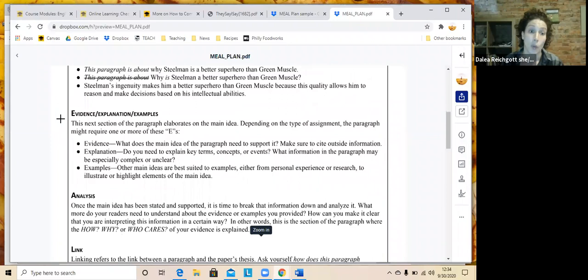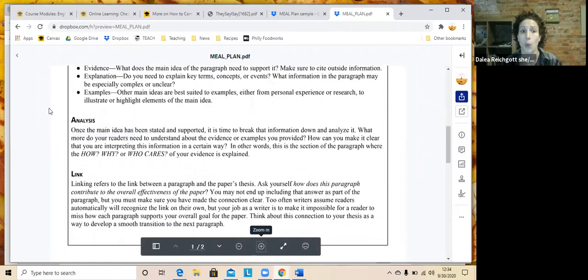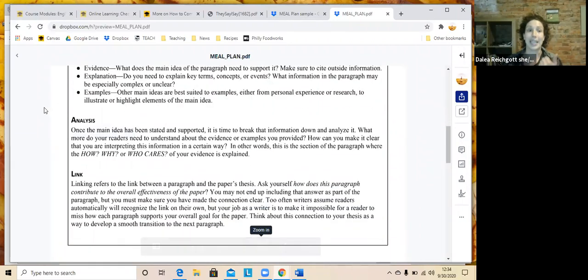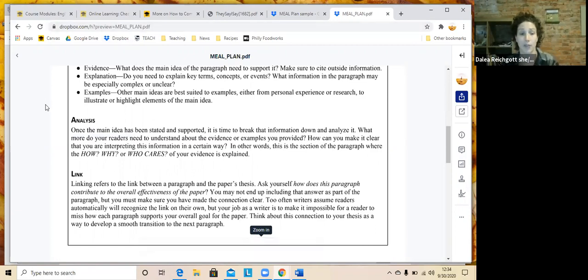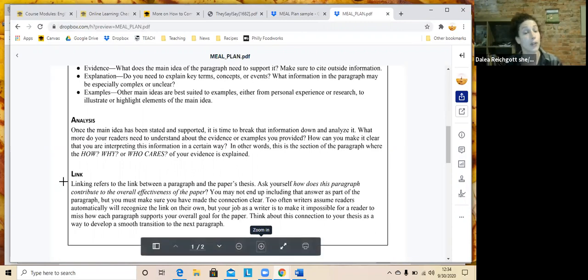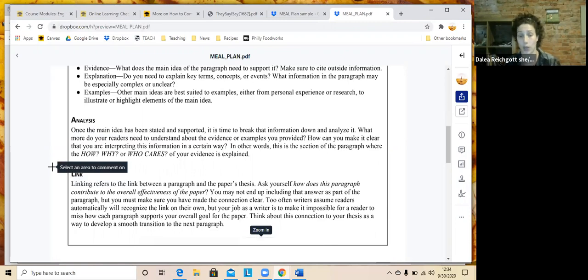So when we get down to the analysis part, our real job is explaining how the evidence or explanation that we provided helps to back up the larger argument that we're making. So you need to explain that in a few sentences. And then your final piece of your meal plan is going to be your link or transition.